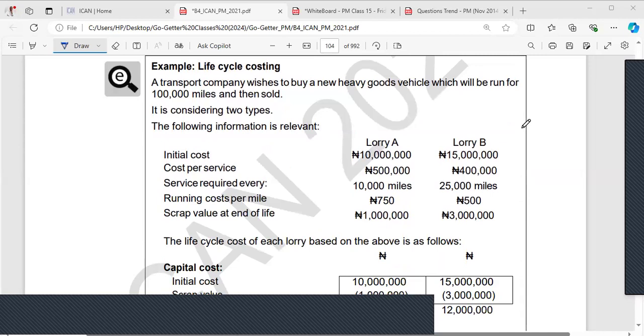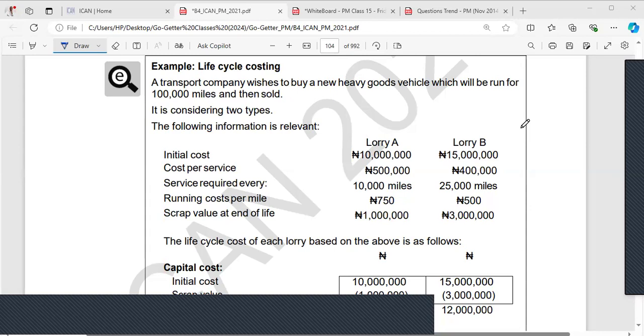Now look at this example here. A transport company wishes to buy a new heavy goods vehicle which will be run for 100,000 miles and then sold. It is considering two types. We are giving relevant information here, lorry A and lorry B. Look at their initial cost. The first one is 10 million naira, the other one is 15 million. But you'll be surprised, don't look at the initial costs when you are buying the products.